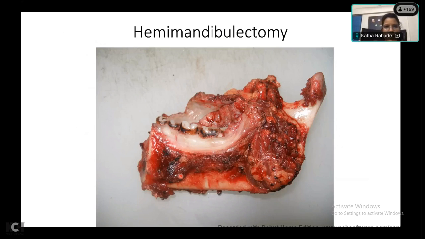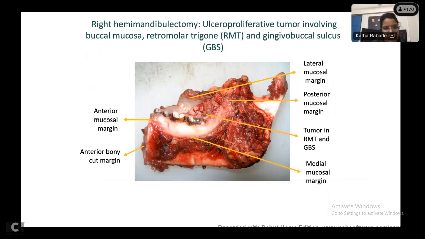This is an example of a hemimandibulectomy, where there is a tumor which is seen on the buccal mucosa and the gingivobuccal sulcus. It is also involving the lower alveolus. So this tumor would have again four mucosal margins, medial, anterior and posterior, and there will be just one anterior bony cut margin. As for soft tissue, there will be a lateral soft tissue margin present on the other side.